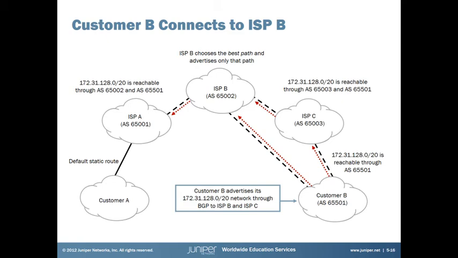Okay, so ISP-A receives an advertisement that the 172.31.128.0/20 network is reachable through AS65002, which is ISP-B, and AS65501, which is customer B. So ISP-C does not appear in that path statement that is re-advertised by ISP-B. Everybody good with that?